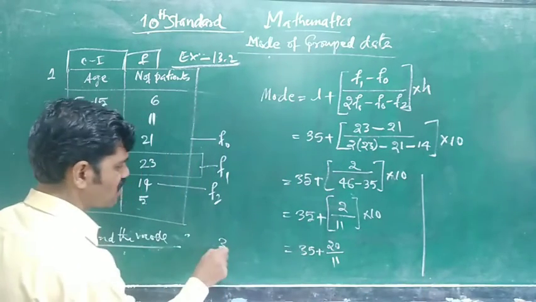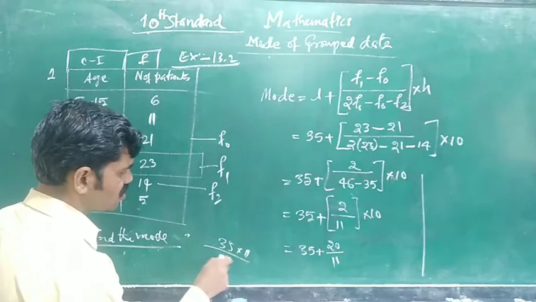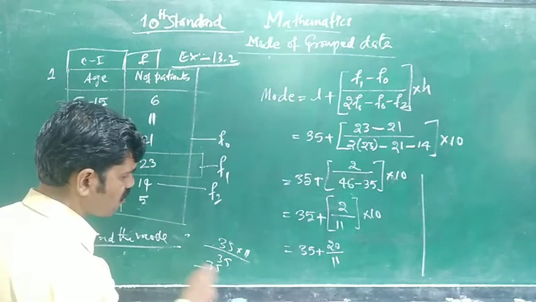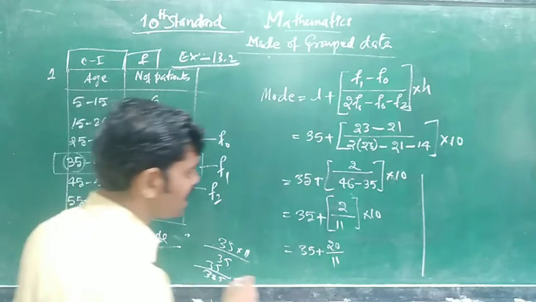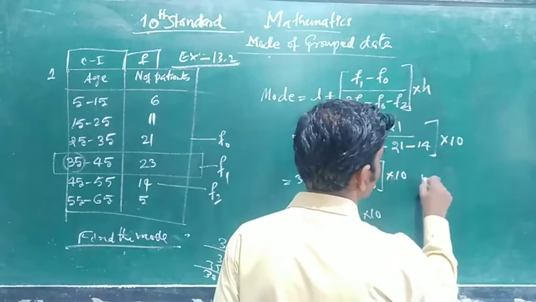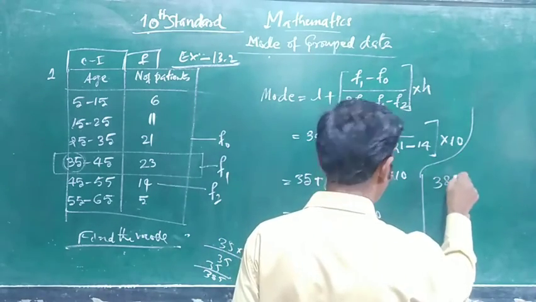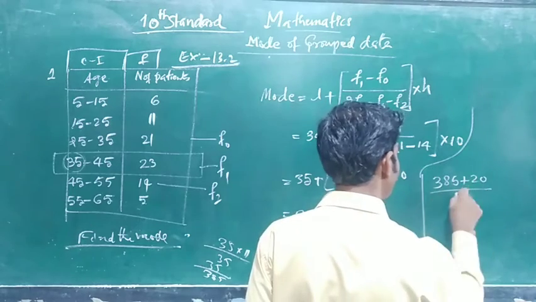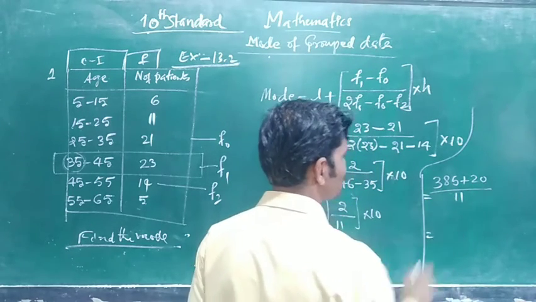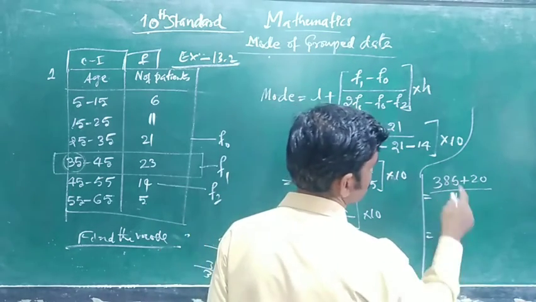Into 11. So 385. 385 plus 20 divided by 11. This is equal to 405 divided by 11.